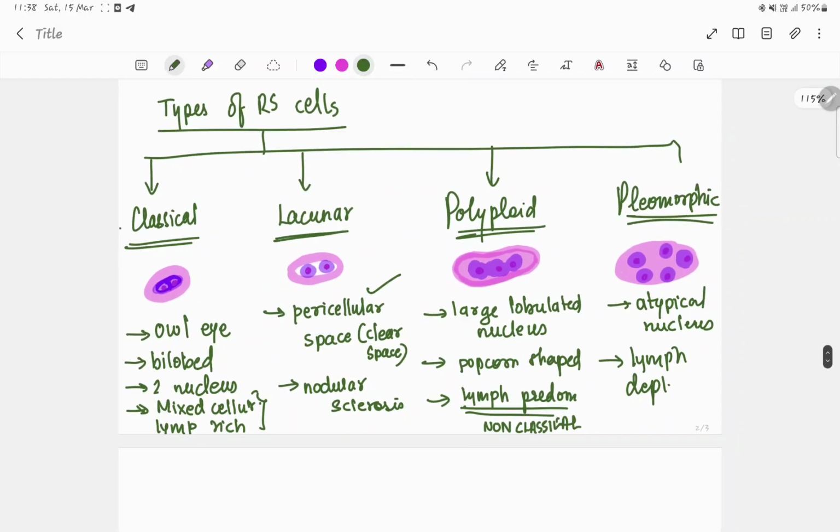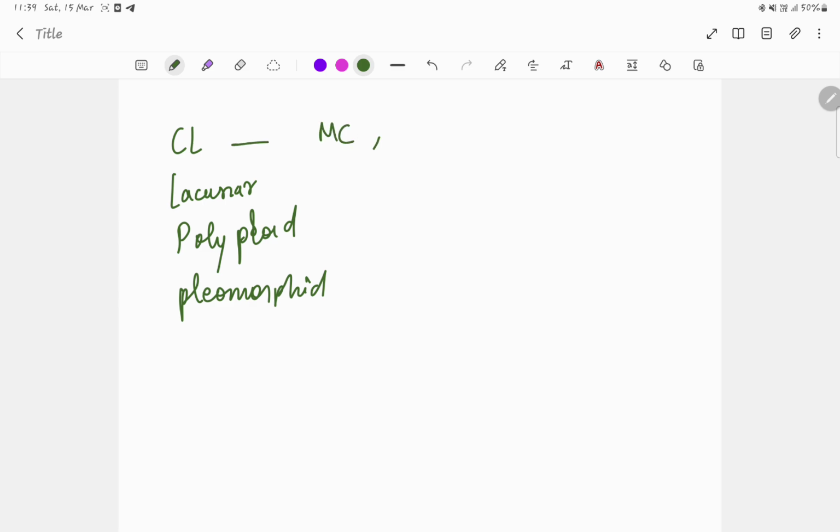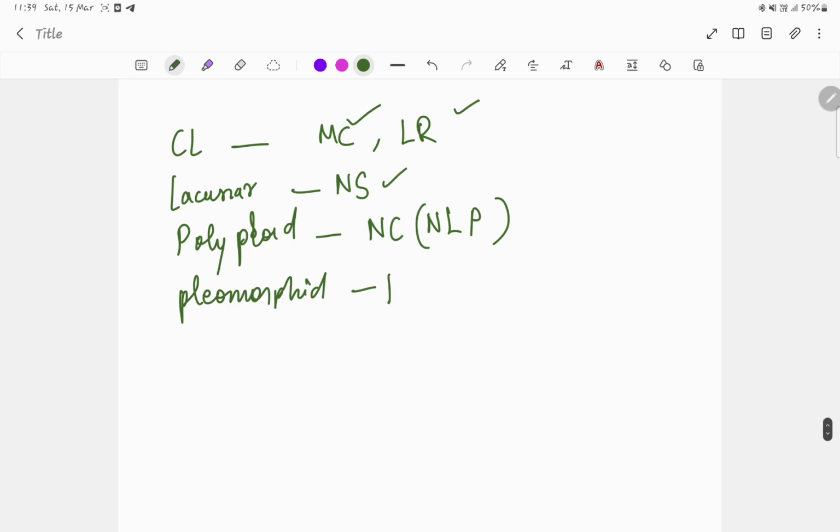Okay, types of RS cells, classical. Again we will revise fatafat. So the types are classical, then we have lacunar, then we have the polyploid or the popcorn one, polyploid type, and pleomorphic. This is seen in mixed cellularity and lymphocyte rich. Lacunar is seen again in one of the classical types, that is nodular sclerosis. Polyploid is seen in non-classical or the nodular lymphocyte predominant. And pleomorphic is seen in the one that is remaining. Okay, 1, 2, 3, and the fourth classical Hodgkin's disease, that is lymphocyte depleted.